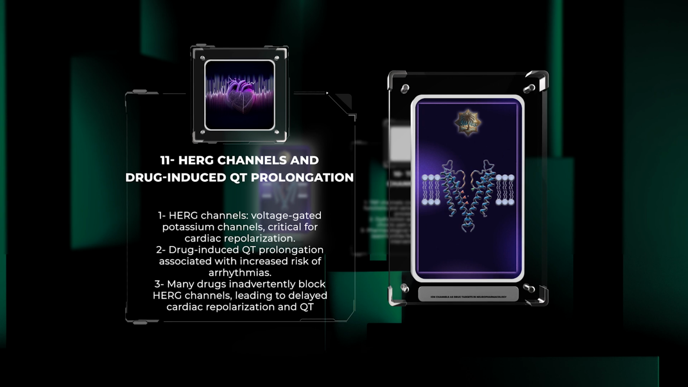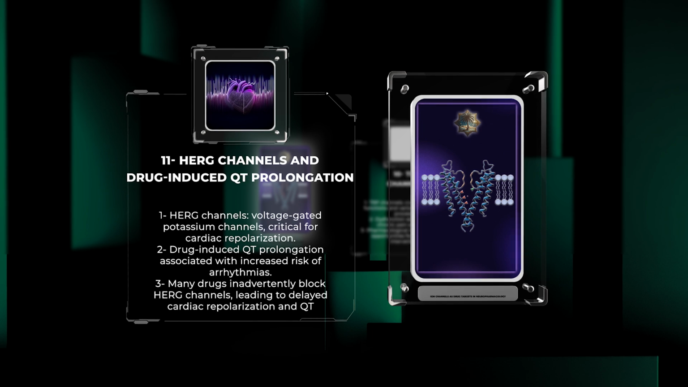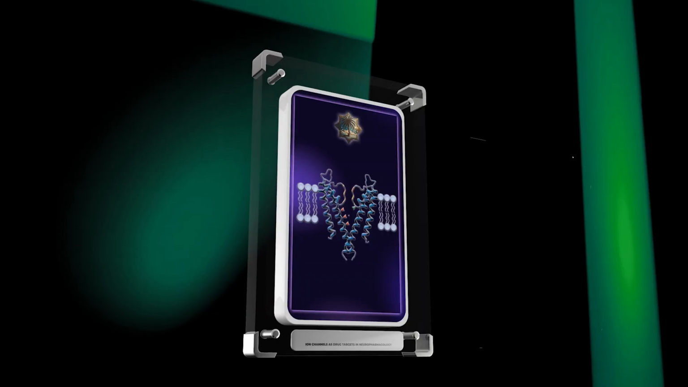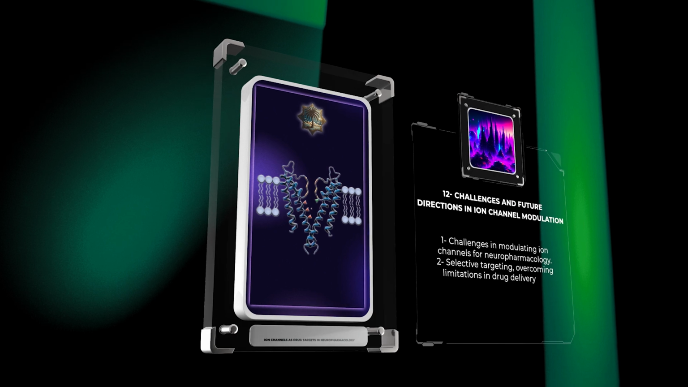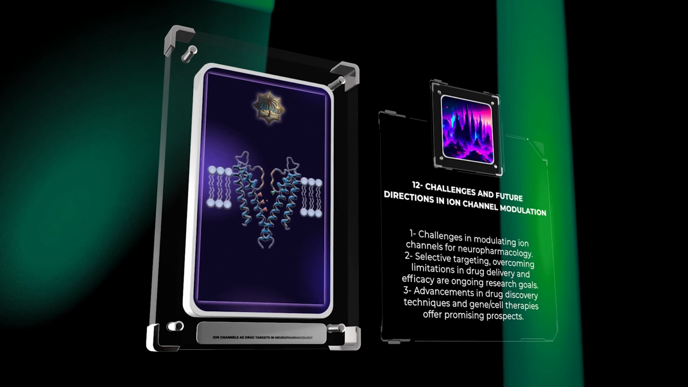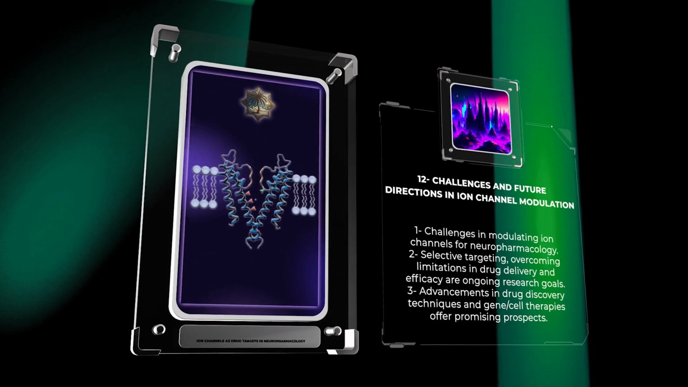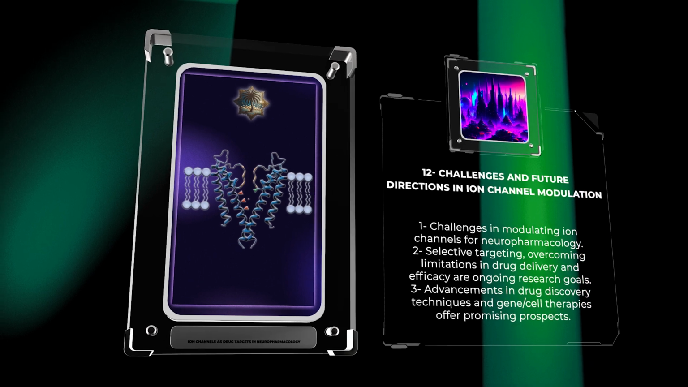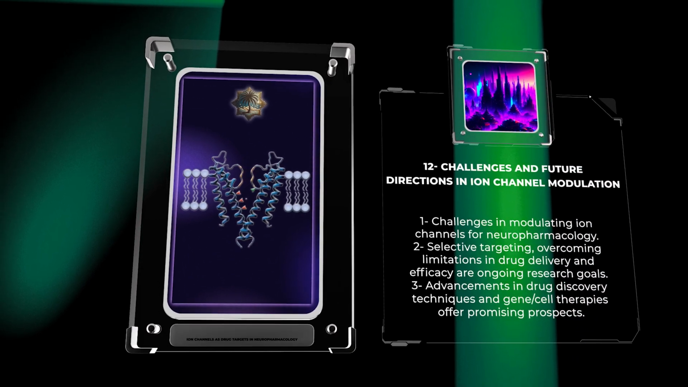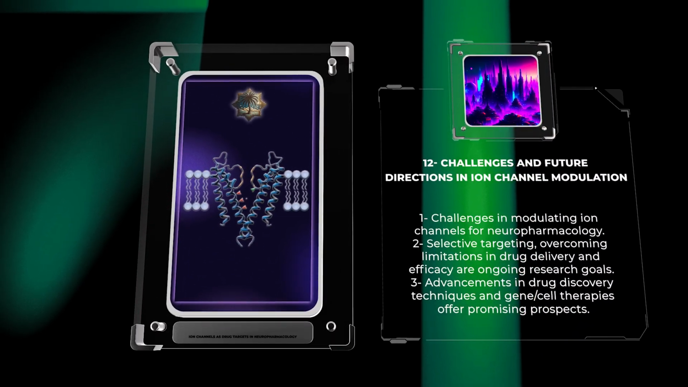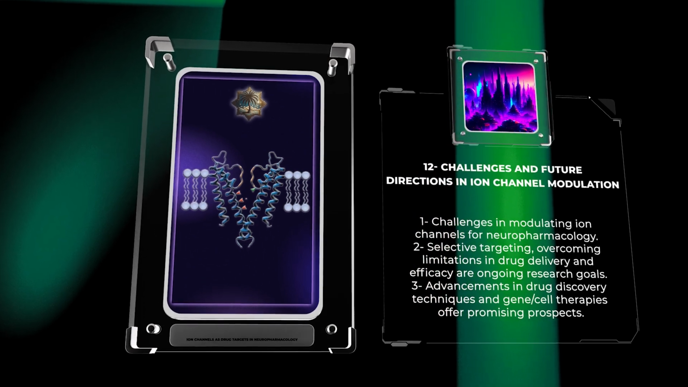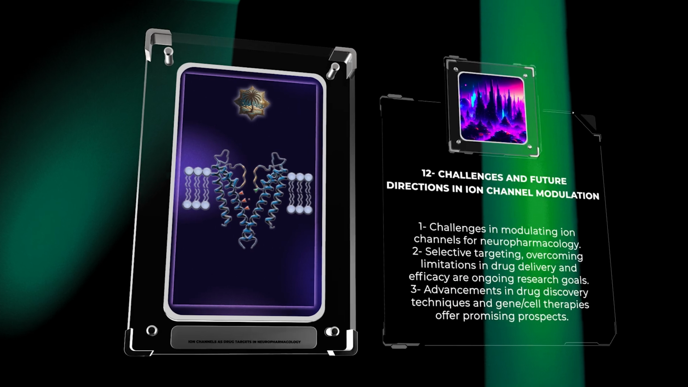Pharmacologists strive to identify potential QT-prolonging drugs early in the development process and design strategies to minimize their adverse effects on cardiac repolarization. In the last section of this video, we will discuss the challenges and future directions in modulating ion channels for neuropharmacology. Selective targeting of specific ion channels and overcoming limitations in drug delivery and efficacy are ongoing research goals. Advancements in drug discovery techniques and gene and cell therapies offer promising prospects.